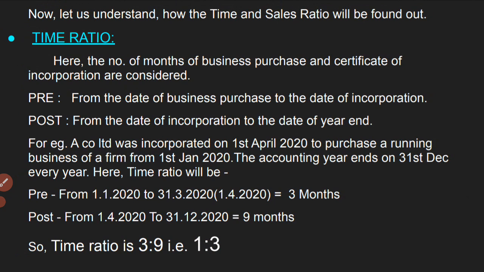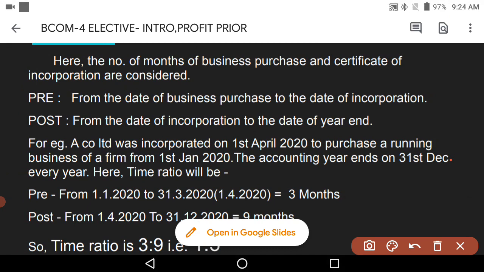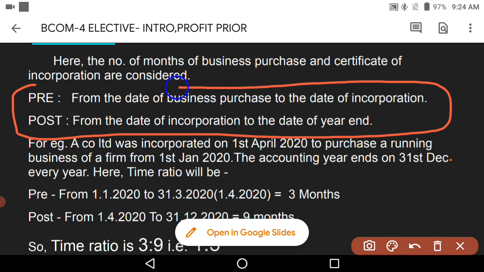Okay, so here the number of months of business purchase and certificate of incorporation are considered. So pre timing અને post timing એટલે કે pre incorporation period અને post incorporation period એ જોવાનું છે. So pre માં શું આવશે? This is the most important one. Every time we need to understand this, every time we need to remember this. Okay, so pre-incorporation period is from the date of business purchase to the date of incorporation, and post-incorporation period will be from the date of incorporation to the date of year end.